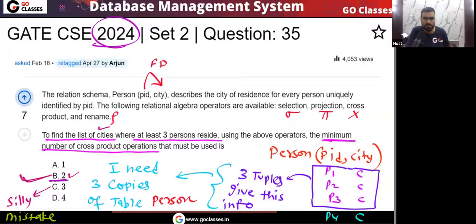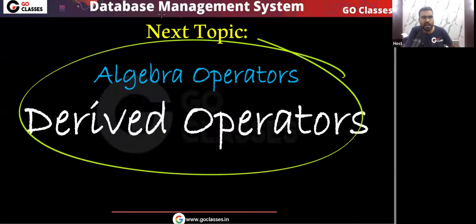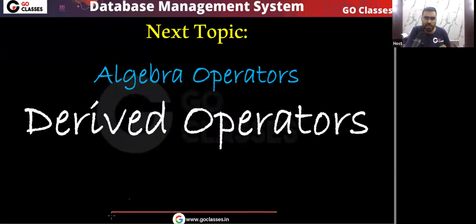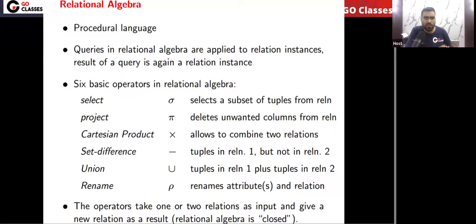Let's move on now. Now let's see derived operators. We have already seen the basic operators. What are the basic operators in relational algebra? These are the basic operators. There are 6 basic operators. Selection is used for selecting the tuples, to filter the tuples. Projection is used to filter the columns.